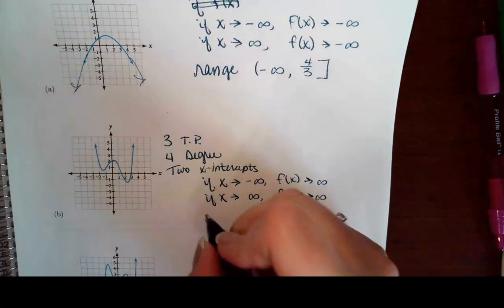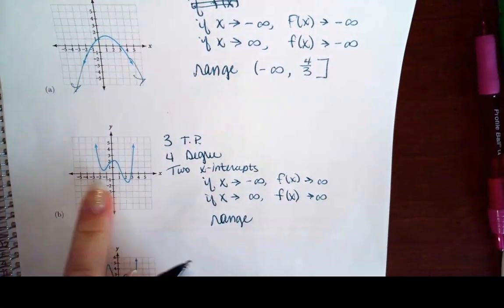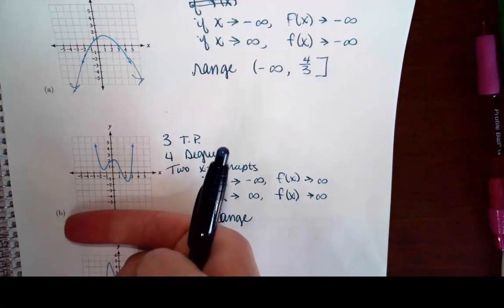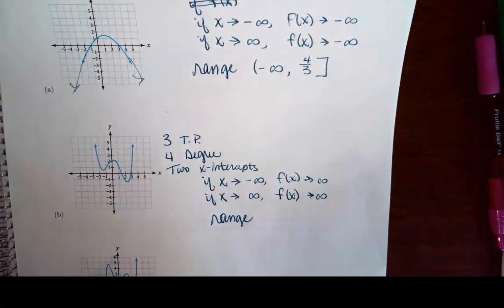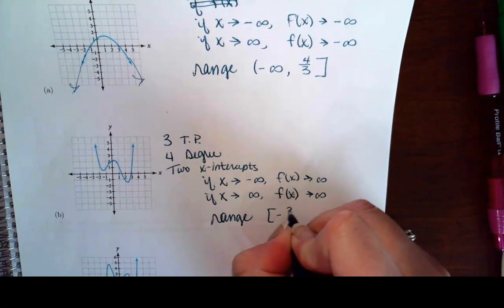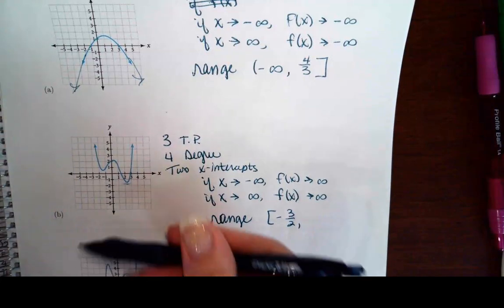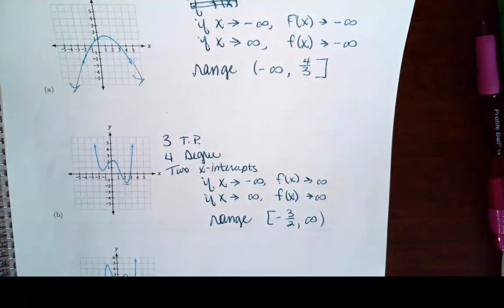And then is the range restricted? Yes, the range happens to be restricted this time because it's never going to be anywhere down here. So what's the very, very, very lowest that this can be? The lowest it can be is about -1.5. So we'll say -3/2, which is about right here. Okay? And then it's going to be up for all eternity. So I've got y values for the rest of its life.